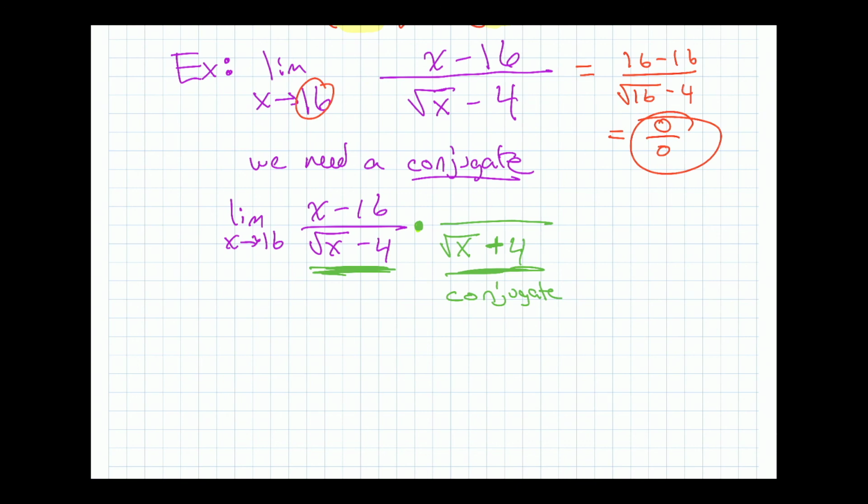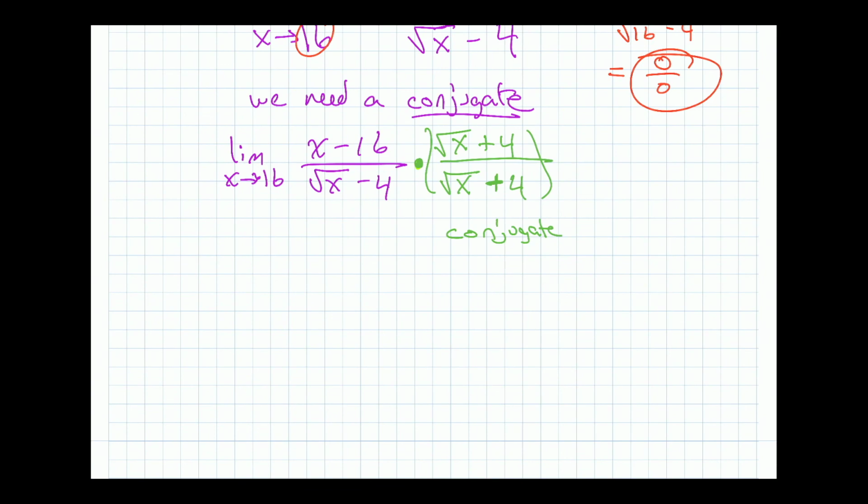So if you multiply by the conjugate on the bottom, you also multiply by the conjugate on the top. Okay? So it's the conjugate, but it's the conjugate on the top and it's the conjugate on the bottom. Right? So square root x plus 4, square root x plus 4. Needs to be the same thing here, top and bottom. Okay. Now, after you do that, then you're going to work out the algebra here. We're not looking at a limit yet. We're just trying to simplify the fraction.